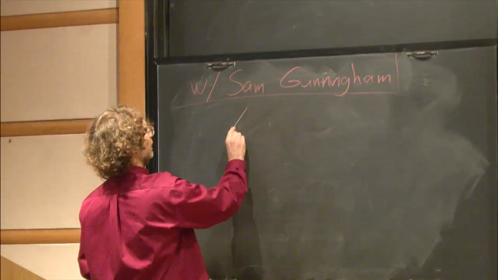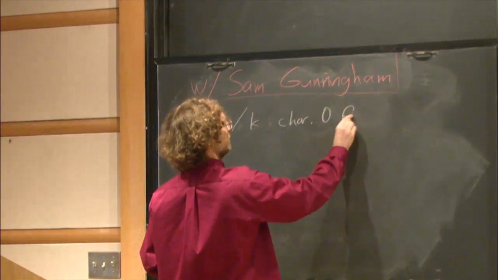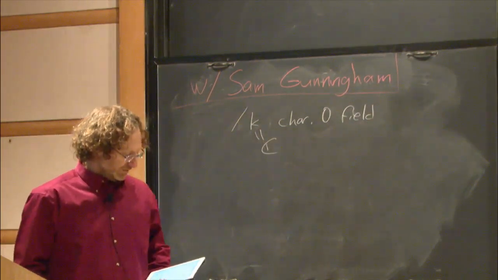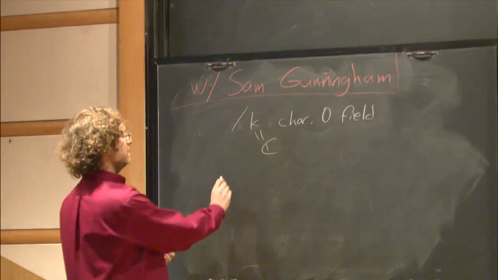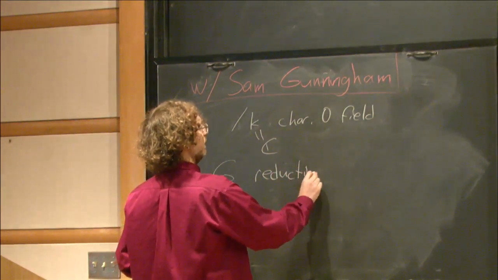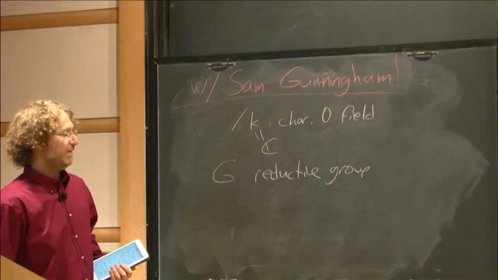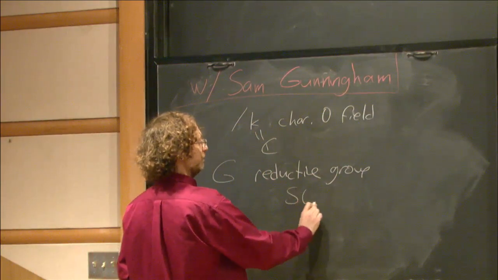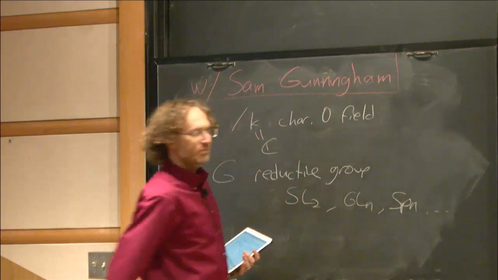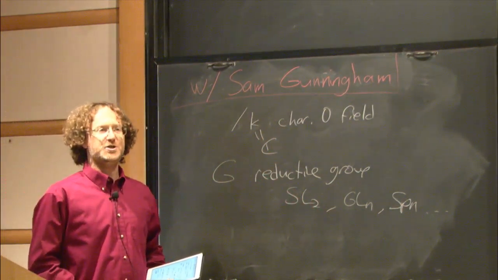So we're going to work over K, which is a characteristic zero field, which I like to call the complex numbers, for today. And G is going to be a reductive group. So this means the complexification of a compact Lie group. So think, for example, SL2 or GLN or SPN, and so on. And I want to study Hamiltonian actions of the group G.